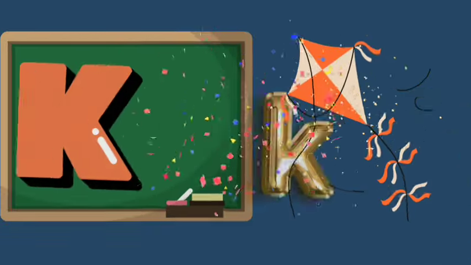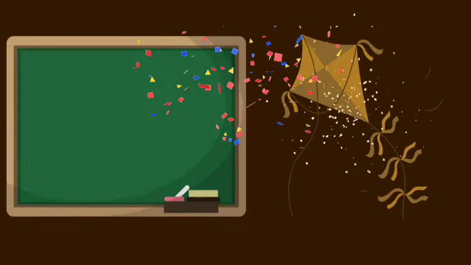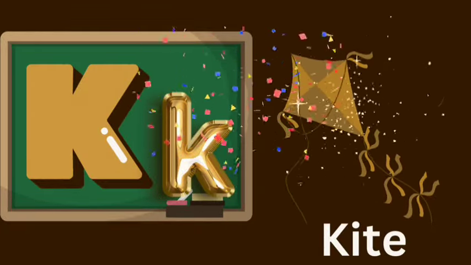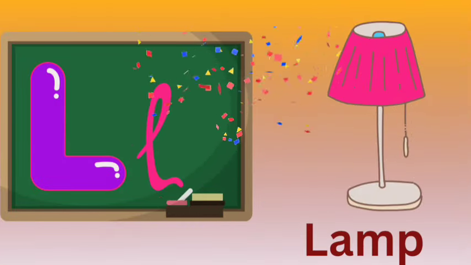K is for kite, kite, kite. K is for kite, kite, kite. L is for lump, lump, lump.